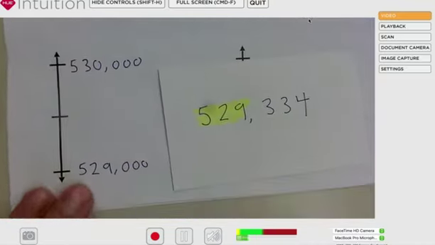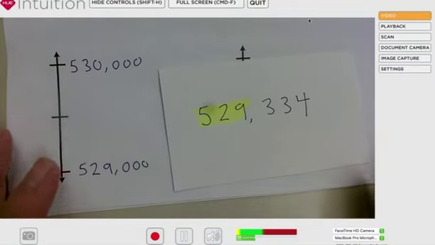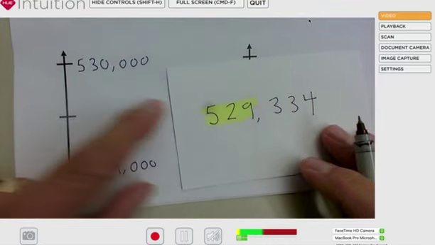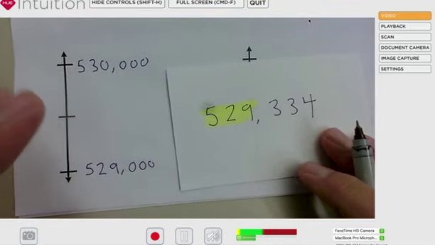Now, I'm not talking about the midpoint. I'm not talking about where to place the dot. At this point, I think it's pretty obvious that 529 is closer to 530, right? I mean, I'm not saying, I'm just saying.